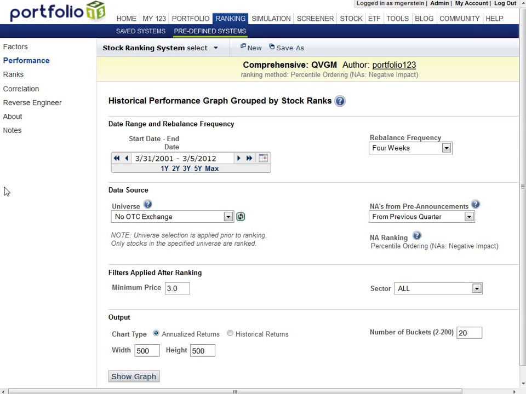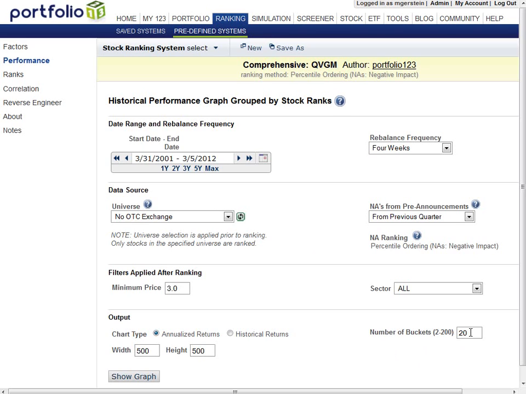This tutorial introduces the number of buckets, a very important attribute of ranking system performance measurement. Now, we're going to be evaluating all the stocks in our chosen universe. Number of buckets tells us how many groups we want to break the universe into. The default is 20.